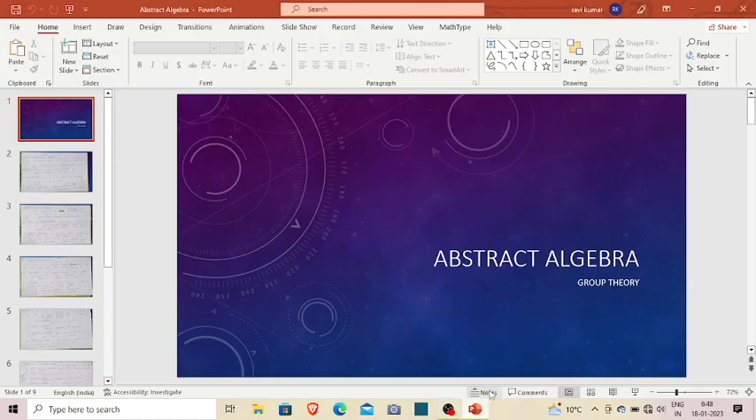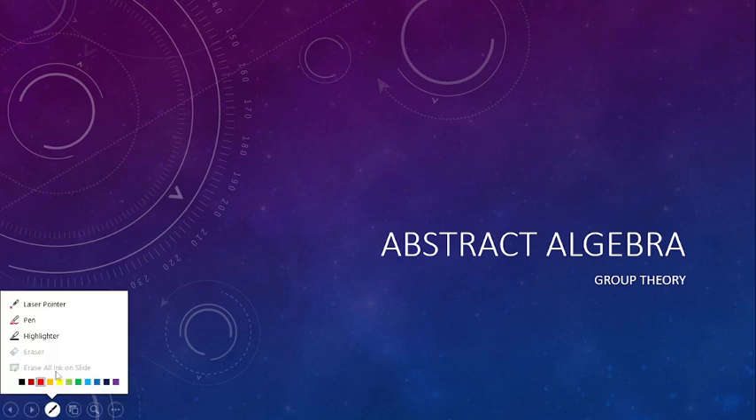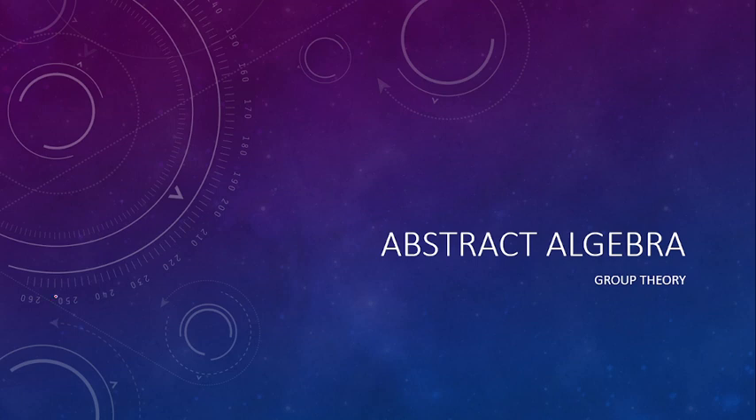Hi everyone. So let's today talk about abstract algebra. Abstract algebra is very important in modern mathematics as well as physics, especially for studying structure and symmetry. These two things are very crucial to understanding the reason that we are studying abstract algebra.